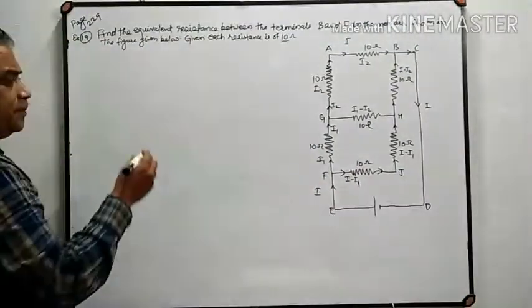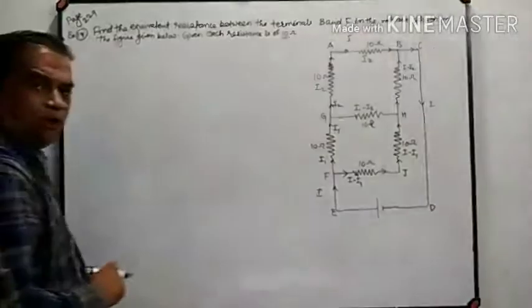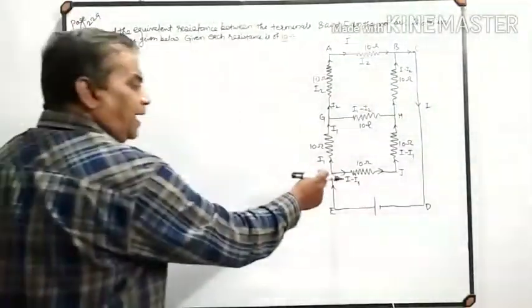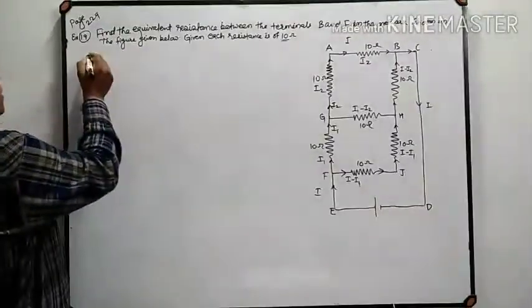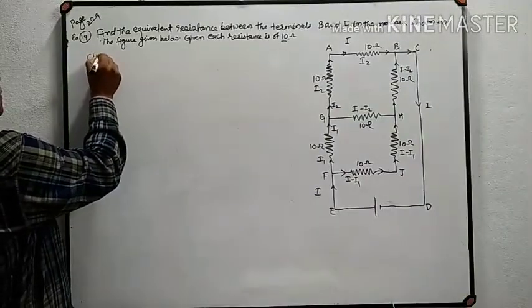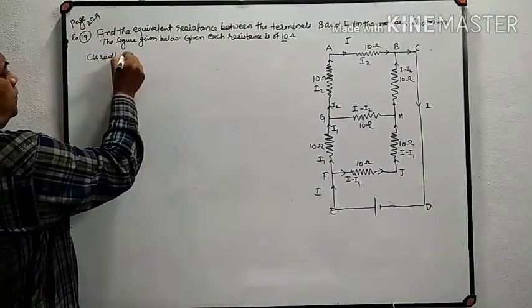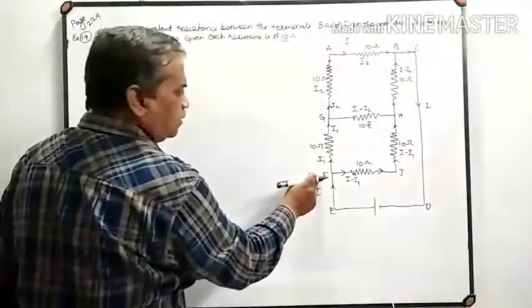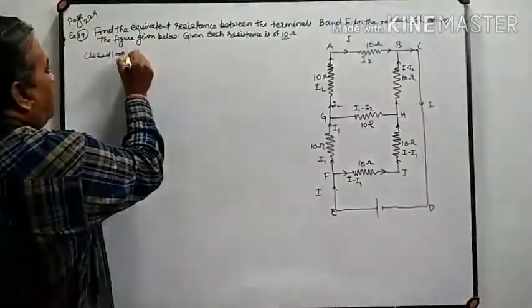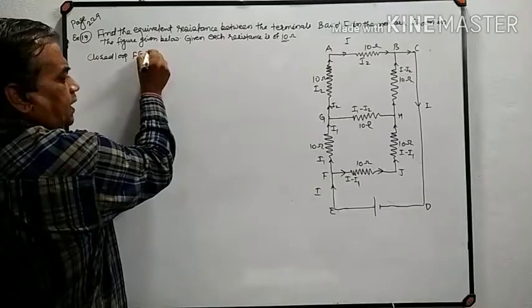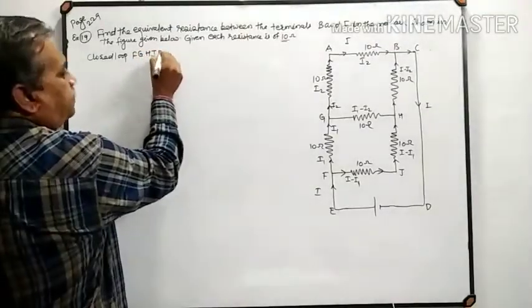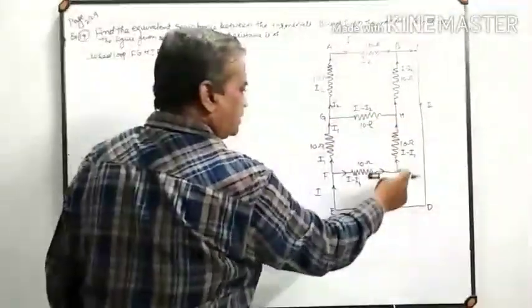So we want to find out the effective resistance between the points B and F. For that purpose, we will make use of Kirchhoff's voltage law. So apply Kirchhoff's voltage law to one of the closed loops. One of the closed loops to which we have to apply Kirchhoff's voltage law may be F, G, H, J, F.